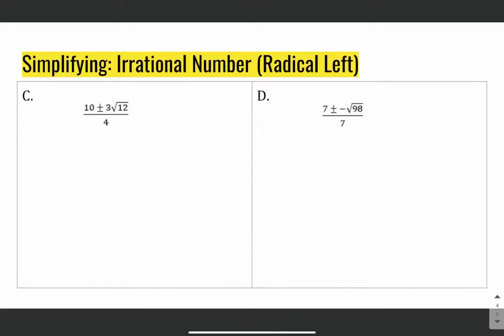So C. Think about what I am about to pull to the side to simplify. I'm going to be pulling 3 radical 12 to the side. Don't forget that we're going to be bringing our 3 down with us, but we can go ahead and break down 12 into 6 and 2. I'm going to circle 2 because it's prime. I'm going to break down 6 into 2 and 3. And again, I'm going to circle 2 because it's prime and 3 because it's prime.